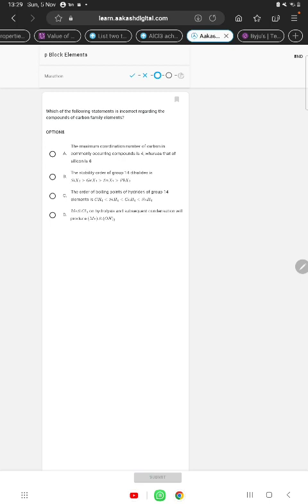Which of the following statements is incorrect regarding the compounds of the carbon family? The maximum coordination number of carbon commonly occurring in compounds is 4, whereas that of silicon can be 6. Correct. The stability order of the +4 oxides. Down the group it increases. They have said decreases. Wrong.